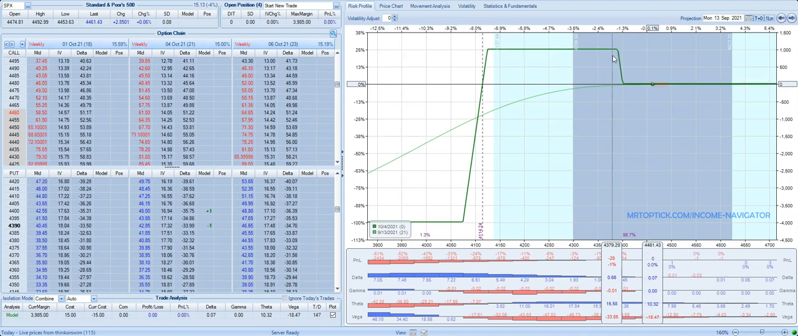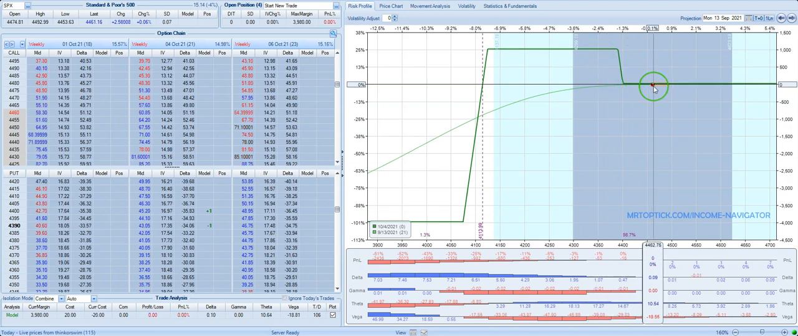My max potential reward for this put debit spread is the difference between the strikes, which is 10 points minus 2.10, or about $7.90 or $790. So the 10-point wide put debit spread is going for 210. 210 is my max risk. 790 is my max potential return.